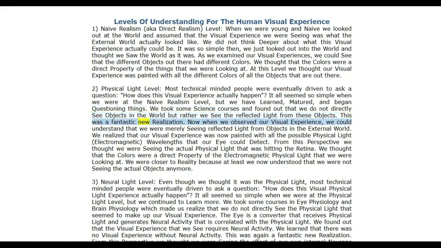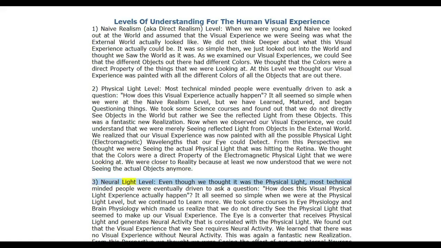This was a fantastic new realization. Now, when we observed our visual experience, we could understand that we were merely seeing reflected light from objects in the external world. We realized that our visual experience was now painted with all the possible physical light, electromagnetic, wavelengths that our eye could detect. From this perspective, we thought we were seeing the actual physical light that was hitting the retina. We thought that the colors were a direct property of the electromagnetic physical light that we were looking at. We were closer to reality because at least we now understood that we were not seeing the actual objects anymore.